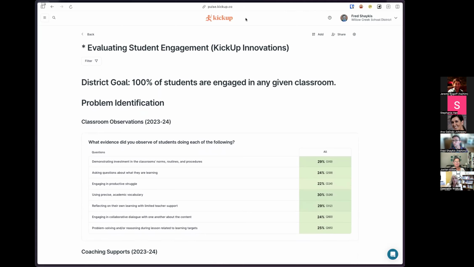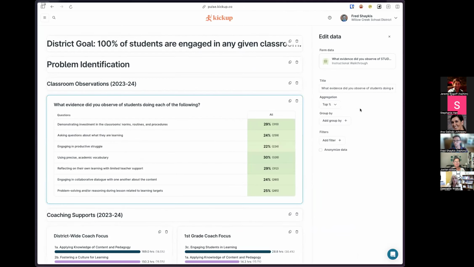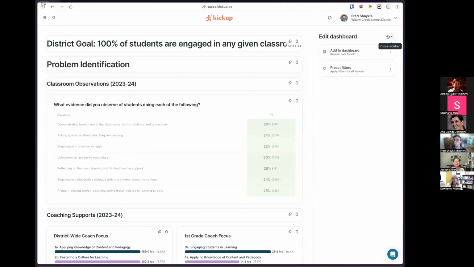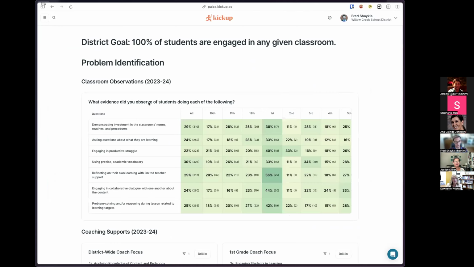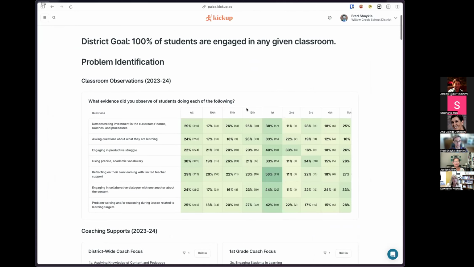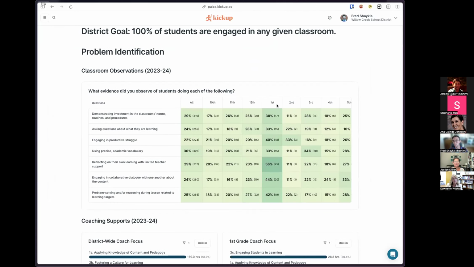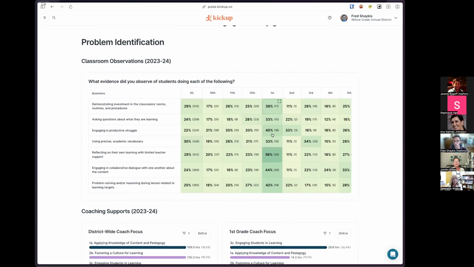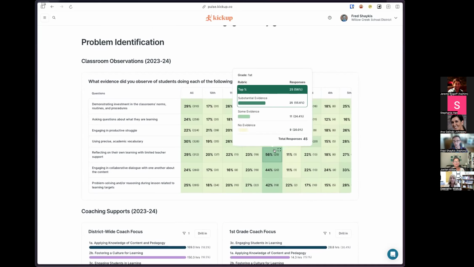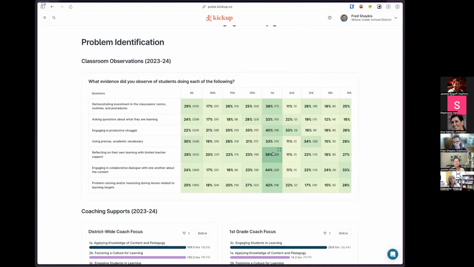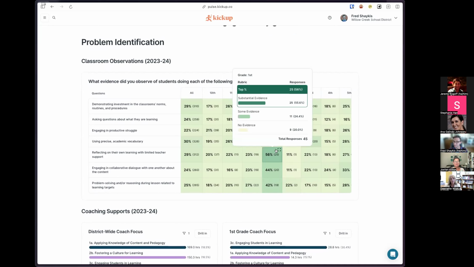So one thing that they did in this stage was they did some further analysis and grouped this data by grade. So I'm updating the group by here. And with that, they were able to see grade by grade what was happening in classrooms with regards to student engagement. So they were able to see that there was a positive outlier with the first grade classrooms, that they were seeing some more success with anywhere from 30 to 60%, depending on the indicator of student engagement.